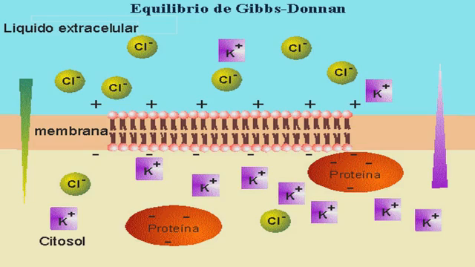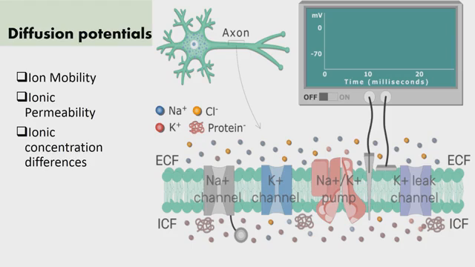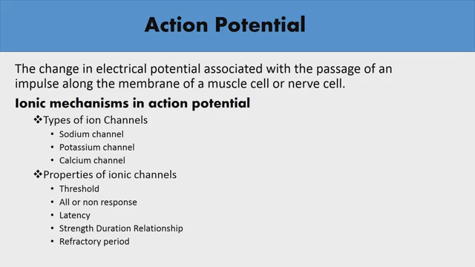If we talk about the Donnan equilibrium, this mechanism contributes a small membrane potential because the intracellular fluid has a higher protein concentration than the extracellular fluid. The third important mechanism which contributes to the resting membrane potential is the existence of marked diffusion potentials for the various ions across the membrane, known as the diffusion potential. There are three basic aspects of the diffusion potential: ion mobility, ionic permeability, and ionic concentration differences.